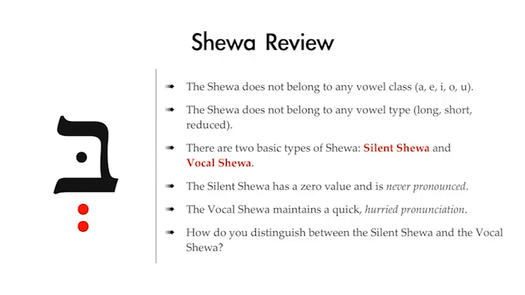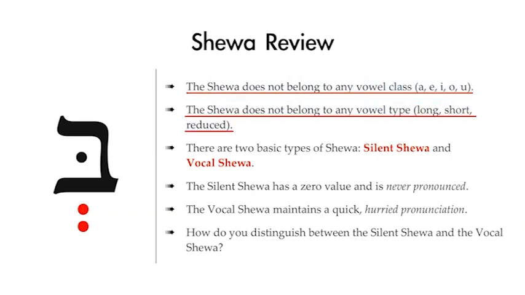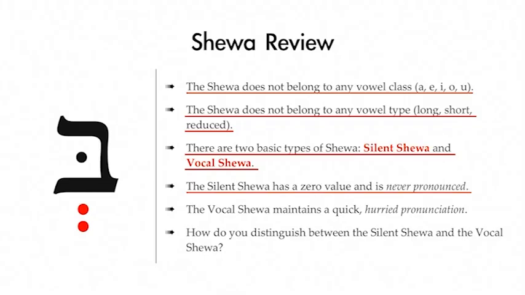Now that we know how to distinguish between a Dagesh forte and a Dagesh lene, how do we distinguish between a vocal and a silent schwa? Let's review what the schwa actually is. Look at your screens with me. A schwa, as you know, does not belong to any vowel class, A, E, I, O, or U. And the schwa does not belong to any vowel type, long, short, or reduced. There are two basic types of schwa, the silent schwa and the vocal schwa. The silent schwa has a zero value and is never pronounced.